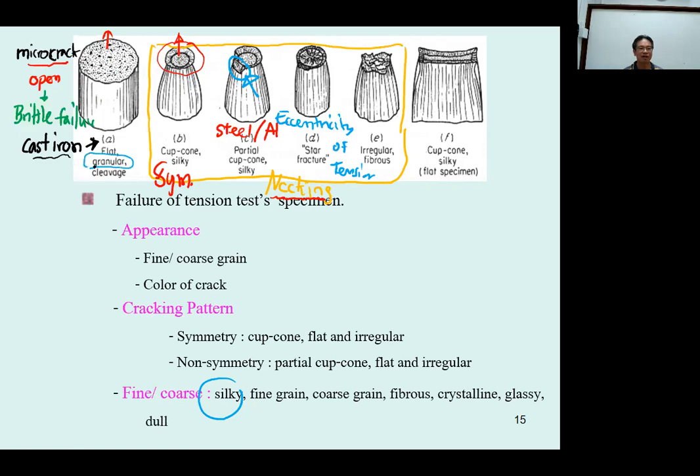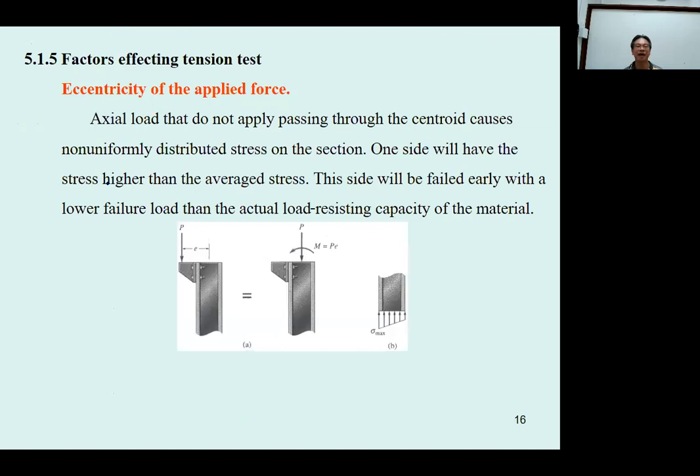This is cast iron because it's in a granular form. So take note of that. What are the factors affecting the tension test? Okay, and coming back to the theoretical tension test.